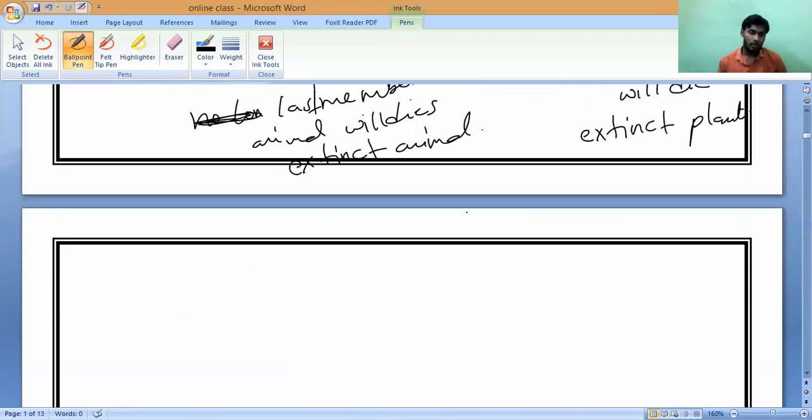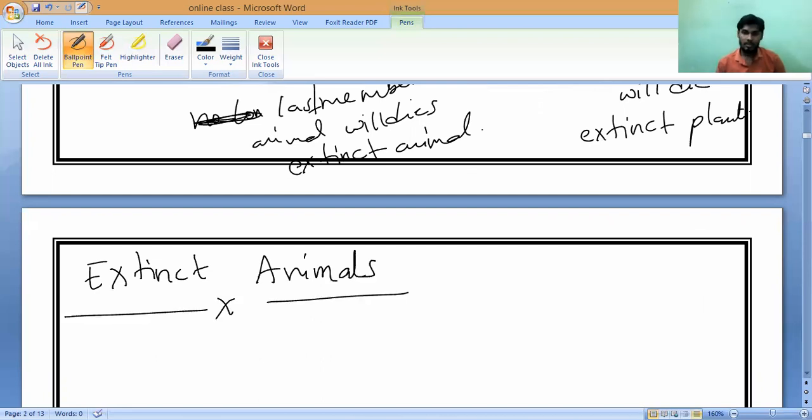So, for example, extinct animals. What is an extinct animal? Chaitanya? Last one is going to die, sir. So that is not existing now. Not existing, no more, no longer existing on earth is called an extinct animal.